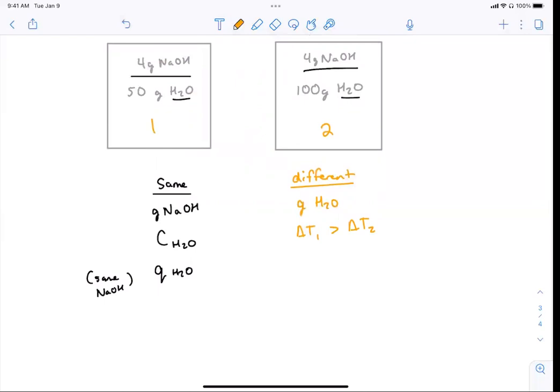Yes, Tene? Wait, sorry, how did we know that Q was the same? Oh, because we have the same amount of reactant in both problems. We have 4 grams of NaOH in both systems, which means it can only produce the amount of energy it can have. So 4 grams of NaOH always produces the same amount of energy.